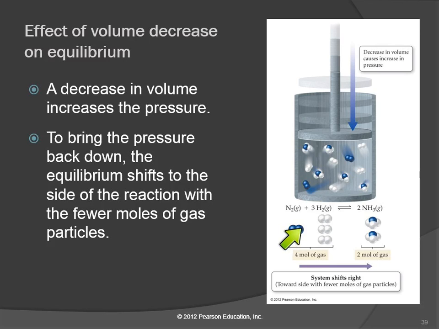But the thing about this particular reaction is the number of moles of gas reactants and the number of moles of gas products are different. It's not always true. Sometimes they're the same. But when they're different, if the reaction shifts to the right, it combines 4 particles into 2 particles. So the farther to the right it goes, the lower the pressure gets.